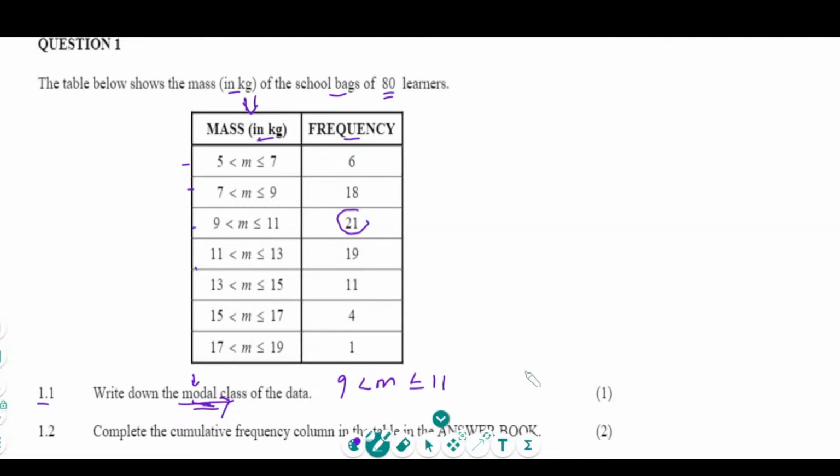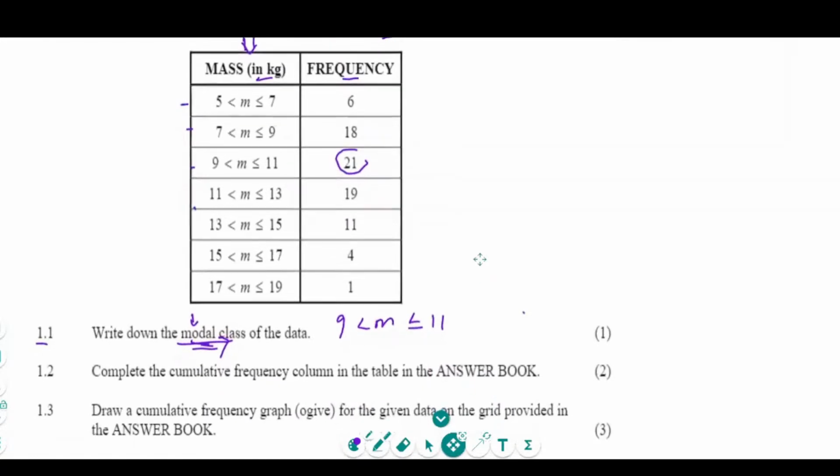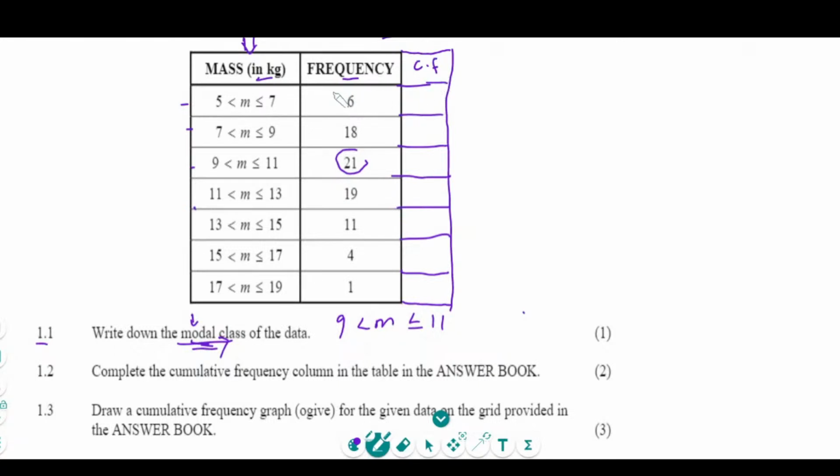Then 1.2, they're asking us to complete the cumulative frequency column within the answer book. So I do not have the answer book with me, but I'll just extend this table of mine and create that cumulative frequency. So cumulative frequency is more like we keep on adding the frequencies of one class to obtain the cumulative of another class. So I'll call this my CF for cumulative frequency. So what we normally do is that the first frequency of the first interval will represent the first cumulative.